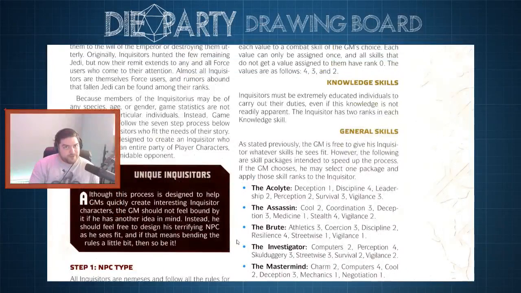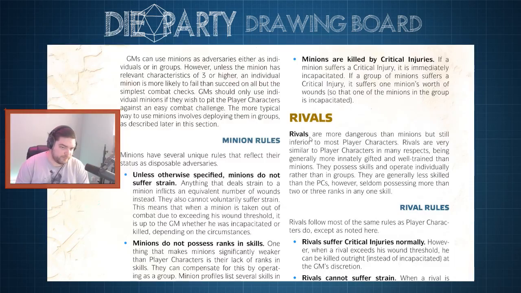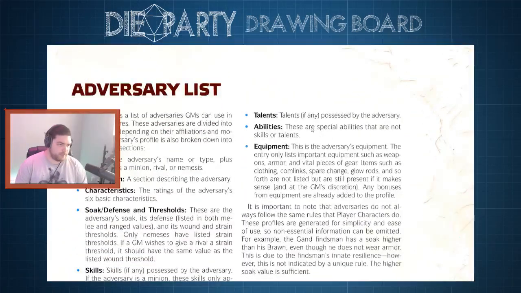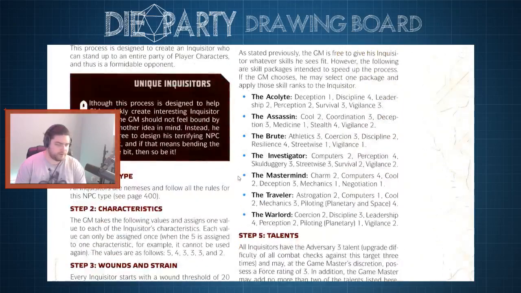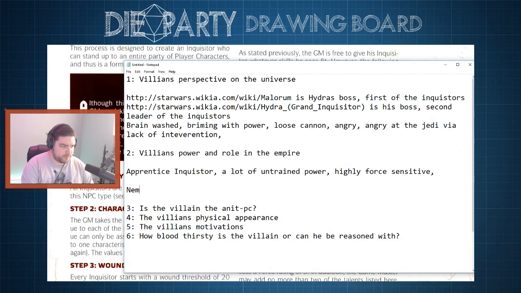Okay, so he needs to fight 4 Jedi. Interesting, right? So he needs to be powerful. Back to our point. All Inquisitors are Nemesis and follow the rules of NPCs. Okay, so Nemesis, I believe, get their own strain, opposite of player characters. Nemesis are identical to PCs in virtually every aspect, and may, in fact, be more powerful. Great, that makes sense.